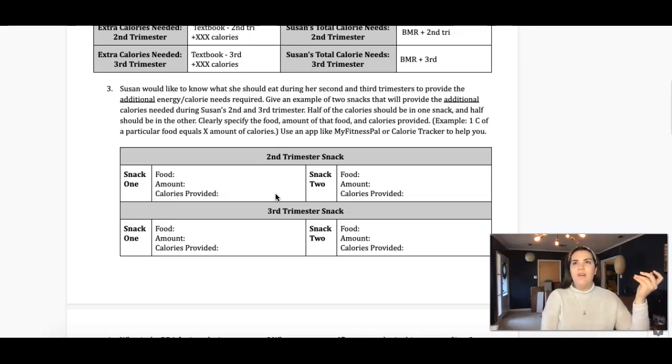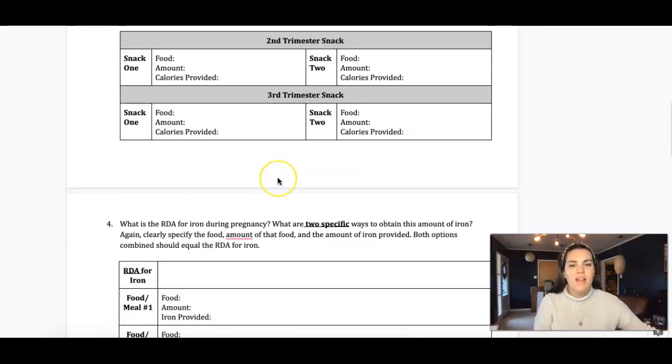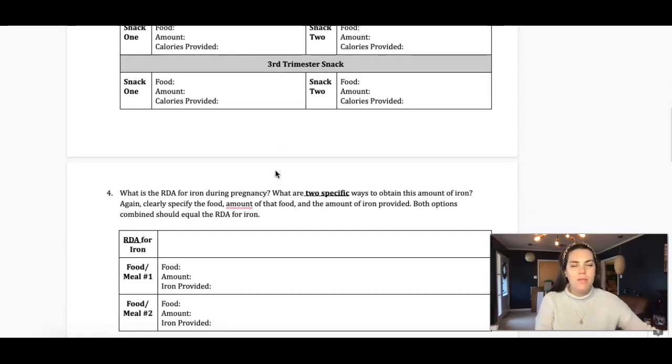I always use the example, someone once put a whole avocado as a snack. And I love avocados, but I can't imagine the general public sitting down and just eating an entire avocado as a snack. So make sure that they're realistic recommendations and something that you and other people would typically eat as well.